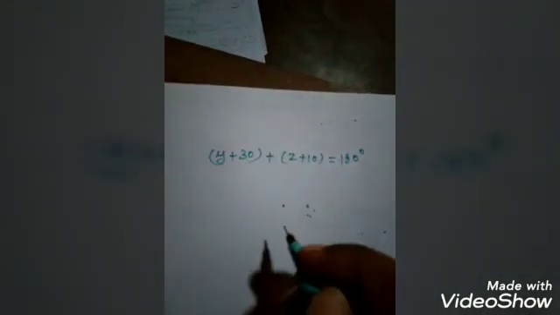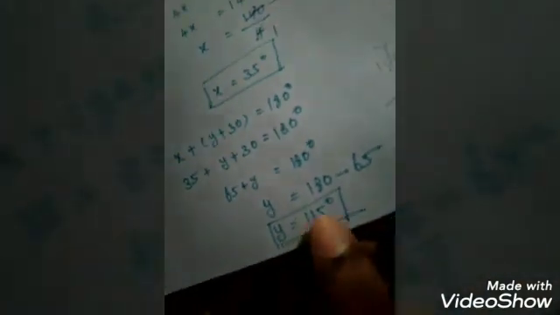So listen carefully. Value of y we already found out. Value of y is what? 115. Okay, so put that value: 115 plus 30 plus z plus 10 is equal to 180 degree. Okay, do you understand this?